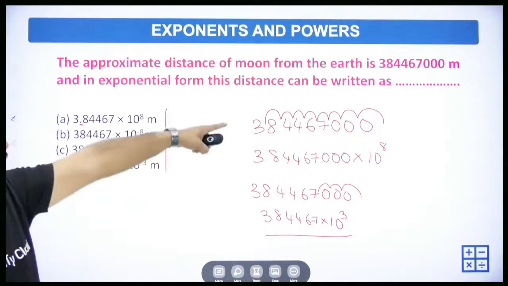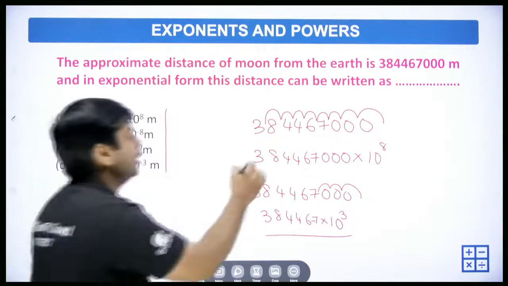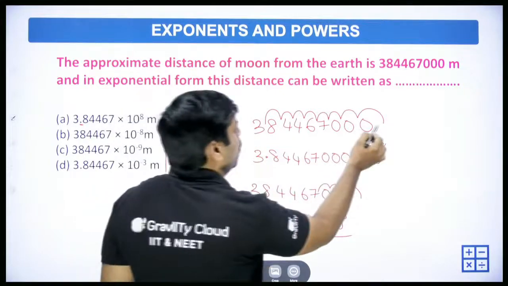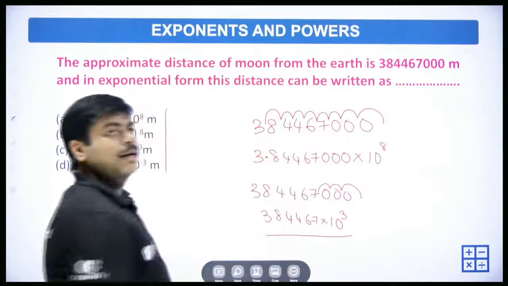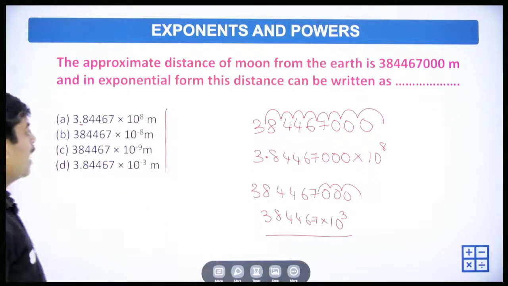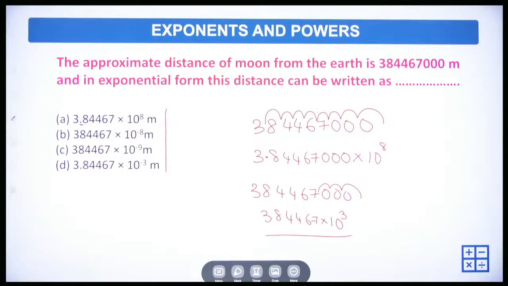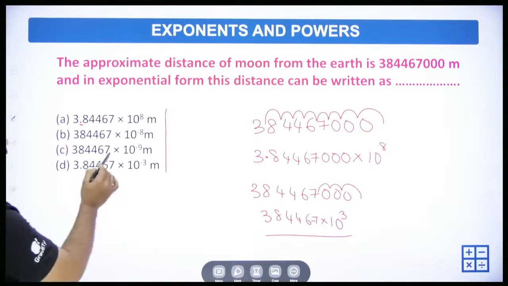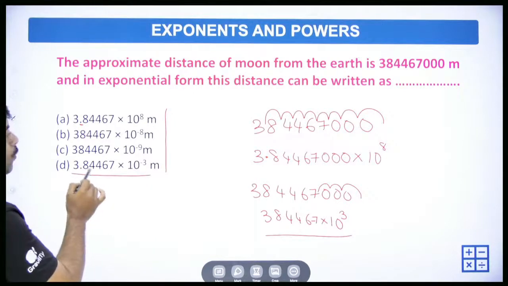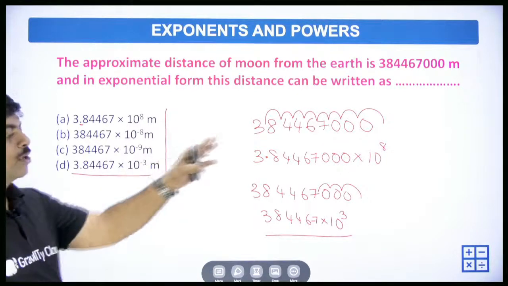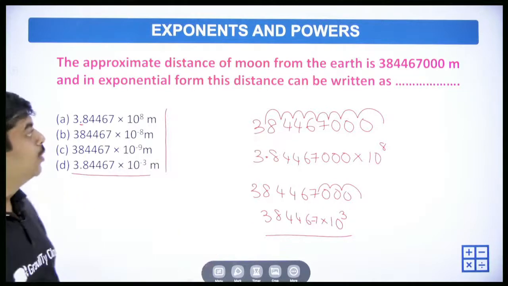Here we are shifting that. So 3 point, here it is correct. How many places? 1 2 3 4 5 6 7 8. So that is 10 power 8. This is 10 cube. Do we have that option? No. What about the third option? 384467, again the same thing. What is the last one? The last one is again 3.84467 into 10 power minus 3. Even that is not correct.